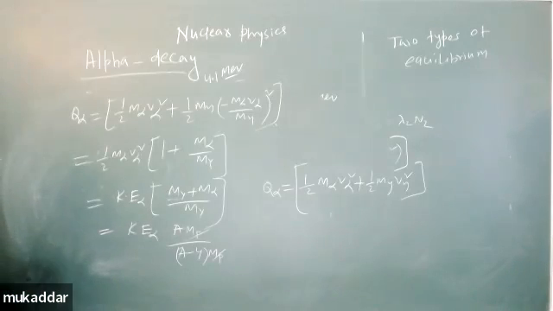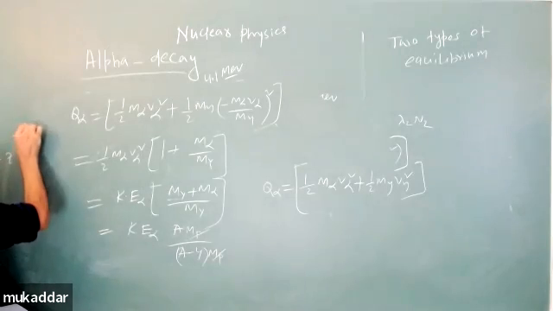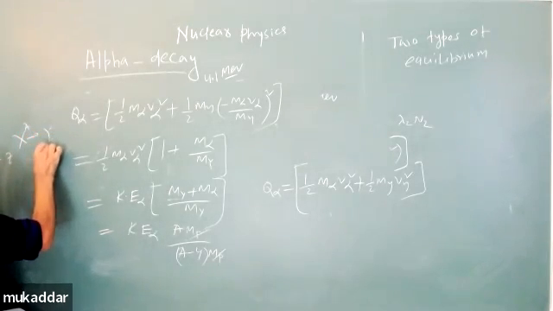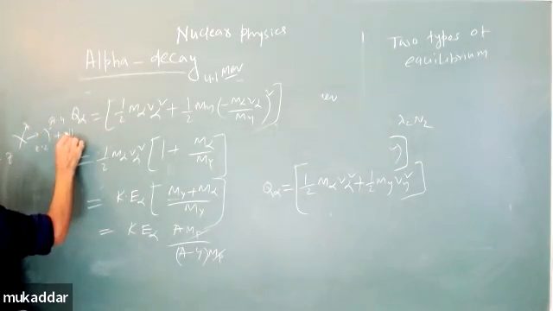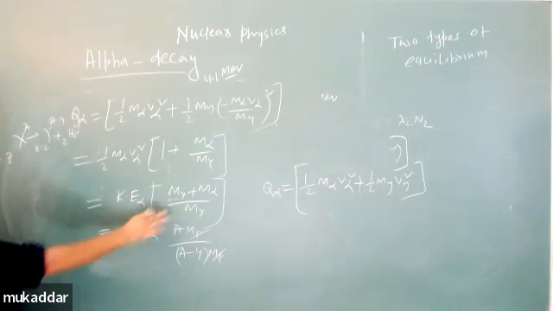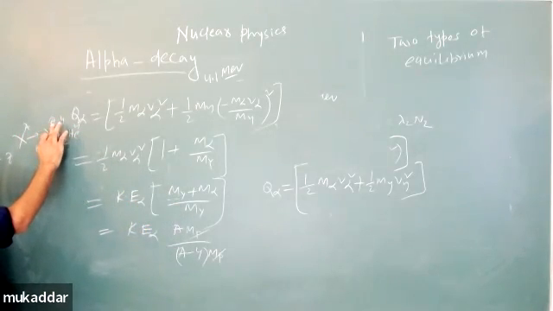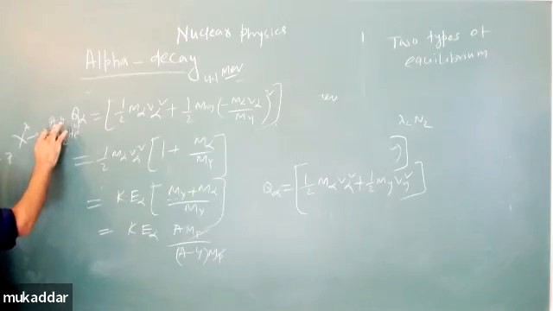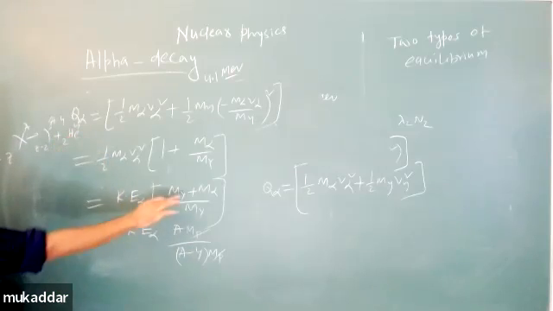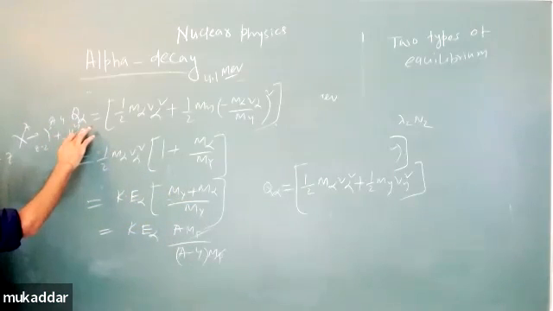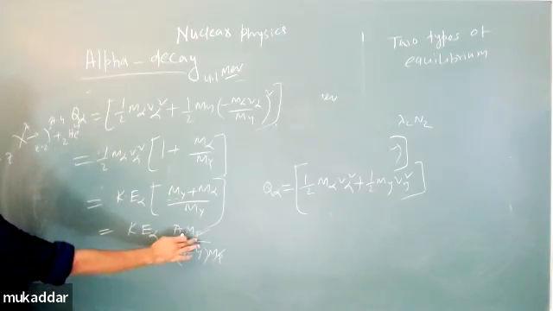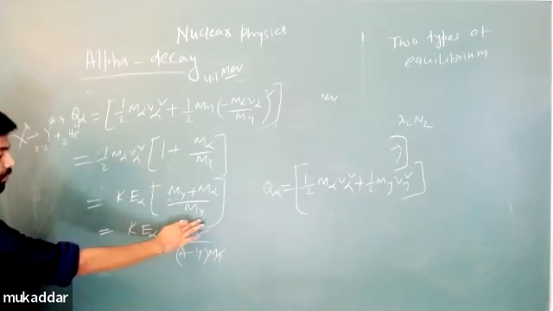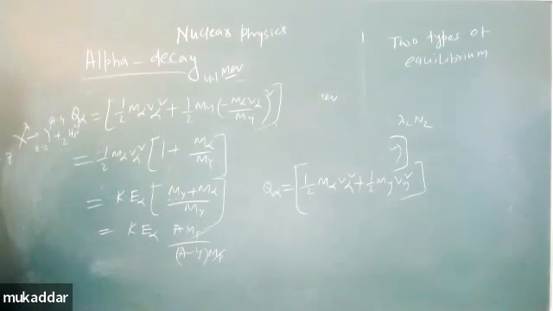See, this was your equation: X with Z and A goes to Y with Z minus 2 and A minus 4, plus helium 2, 4. So what will be the mass of y? I am considering the mass of proton similar to the mass of neutron because they are almost the same. So the mass of y particle will be A minus 4, the mass number, into the mass of a proton, plus the mass of alpha particle, which will be 4 times the mass of proton. So A minus 4 into MP plus 4 MP will give you A MP, and in the denominator you will have only My, which is nothing but A minus 4 MP. Is it clear now? Yes, sir.